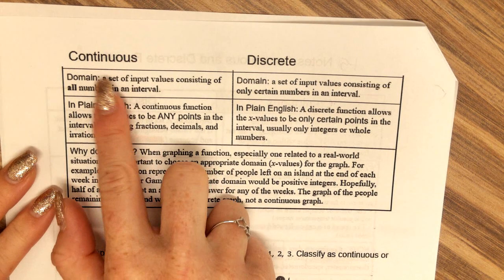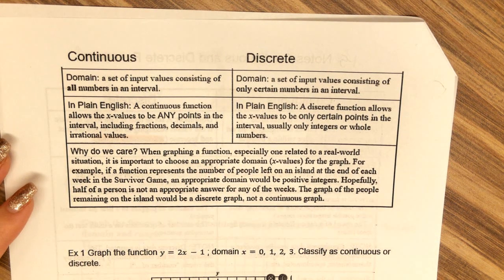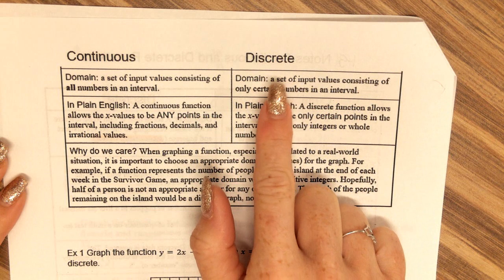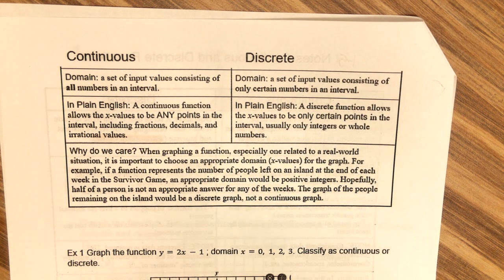So for continuous, the domain is going to have all numbers in an interval. It might be from a dot to a dot, but it's all connected within that interval. But over here for discrete, your domain is a set of input values consisting of only certain numbers. Do y'all understand the difference? Okay, here we go.